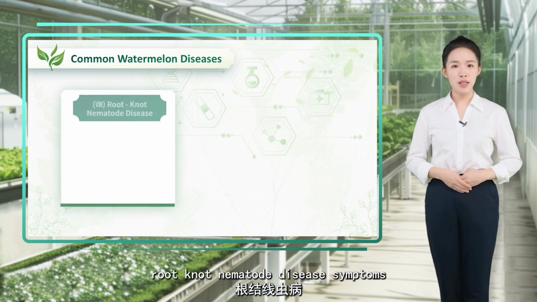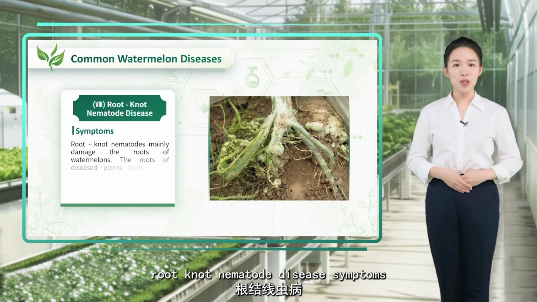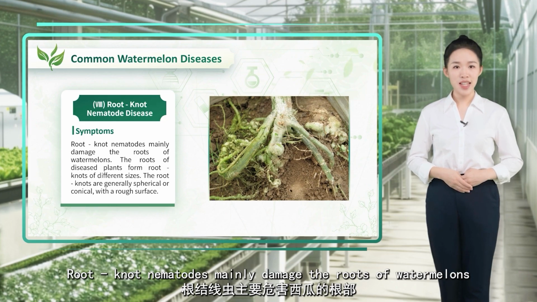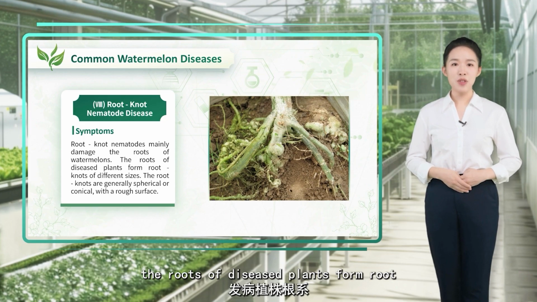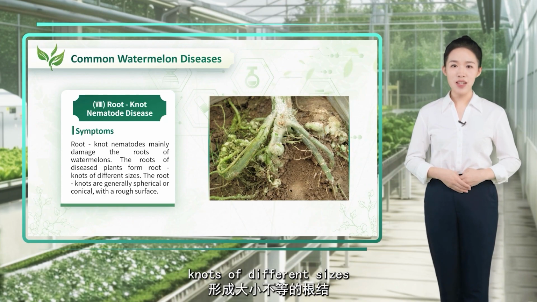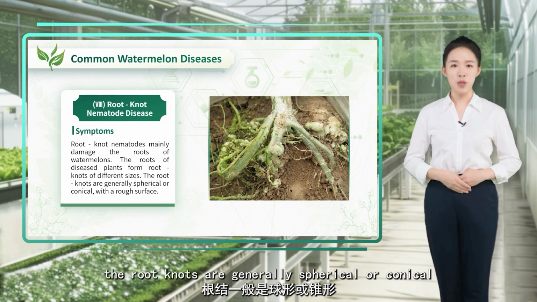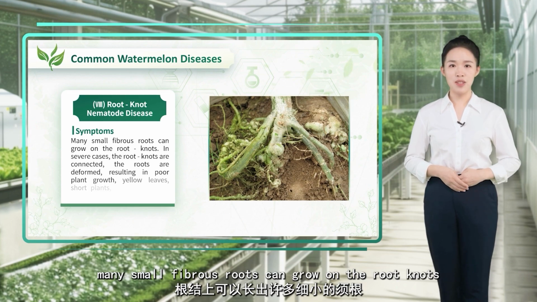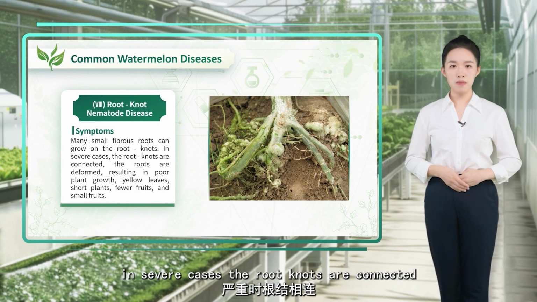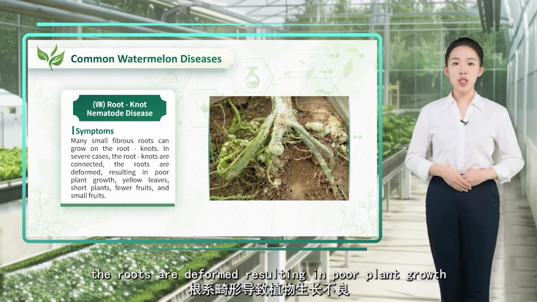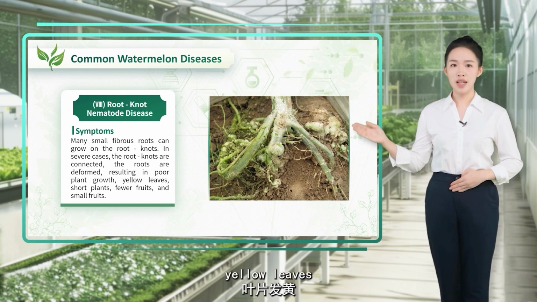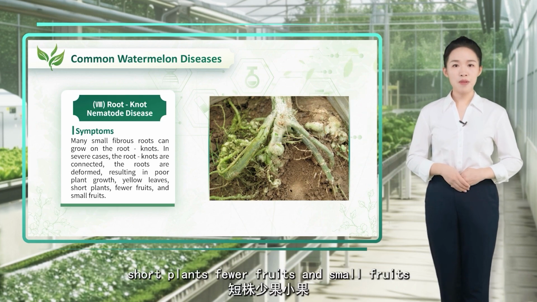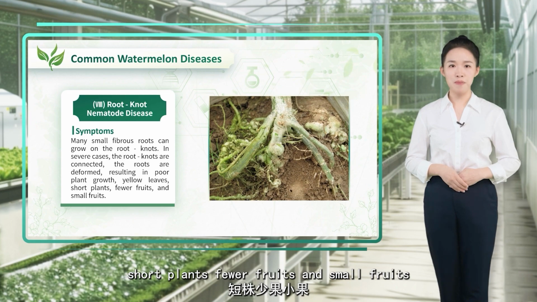8. Root knot nematode disease. Symptoms: root knot nematodes mainly damage the roots of watermelons. The roots of diseased plants form root knots of different sizes. The root knots are generally spherical or conical, with a rough surface. Many small fibrous roots can grow on the root knots. In severe cases, the root knots are connected. The roots are deformed, resulting in poor plant growth. Yellow leaves. Short plants, fewer fruits, and small fruits.